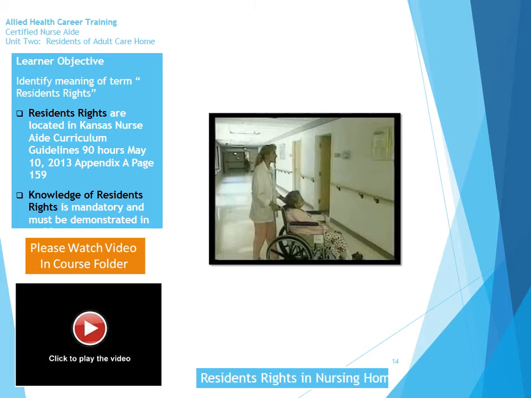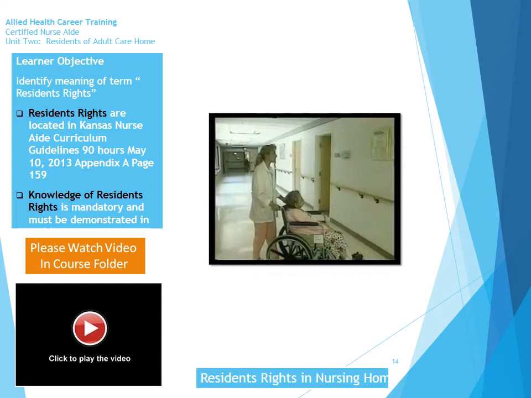Otherwise, if they don't tell us that they don't like the way we're doing things for them, how are we supposed to improve? So we want to make sure that the resident feels that they can address those grievances without fear of retribution. They shouldn't feel like if they complain about the care that they're receiving or have suggestions of ways that the care can be better, then we have the right to retaliate against them.